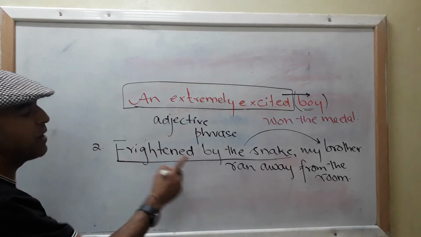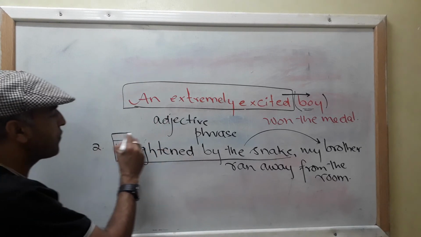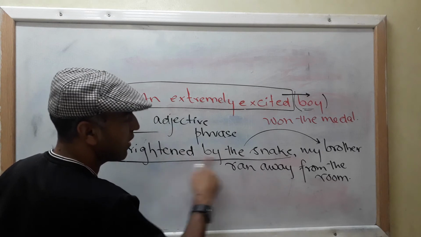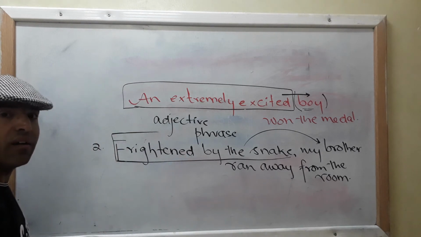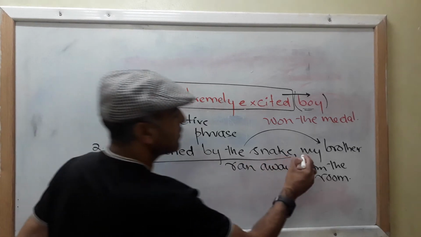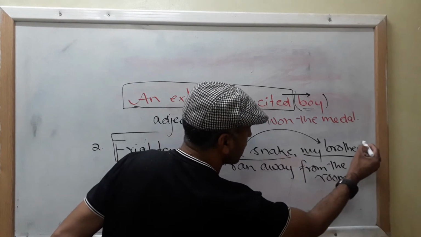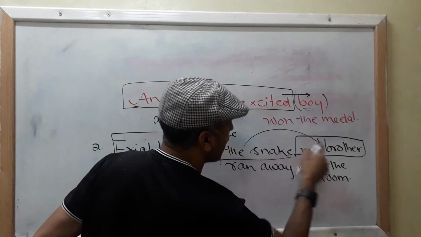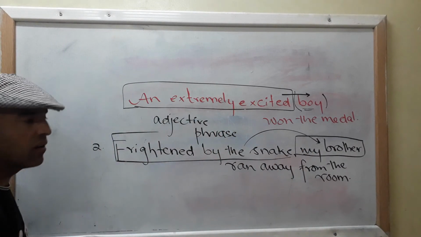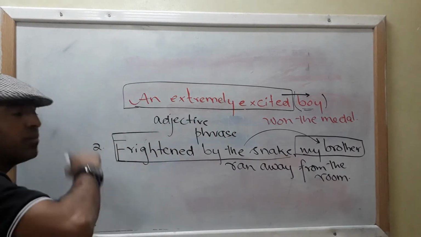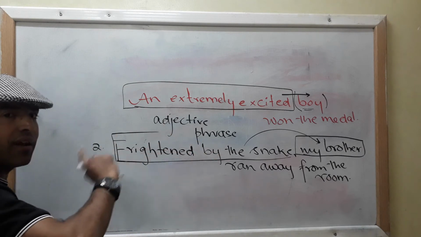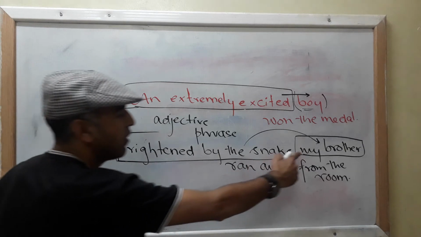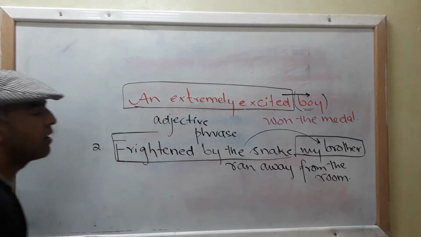So "frightened by the snake", this part of your sentence, is an adjective phrase. Why and how? Because this is telling you something about your noun, that is, brother. My brother, frightened by the snake. And it is providing additional information about your noun, that is, my brother.